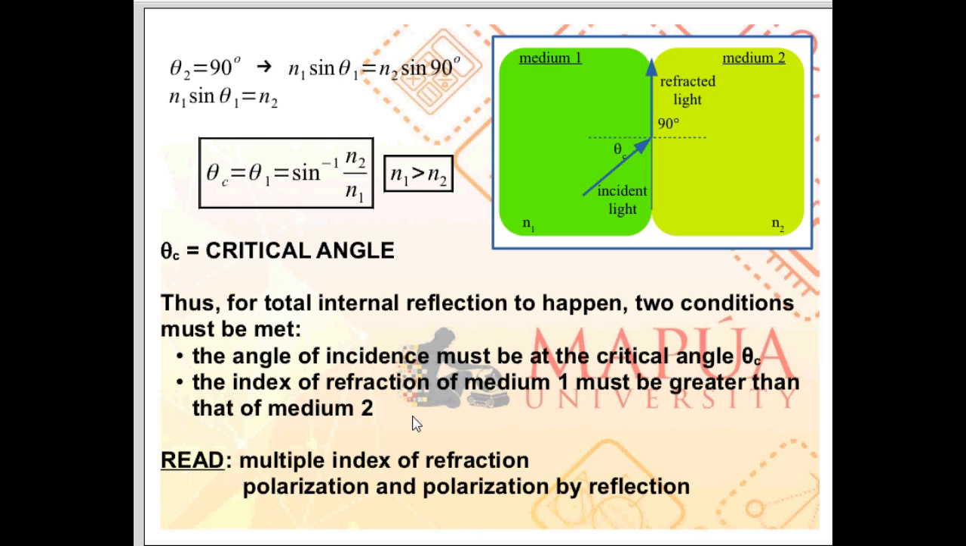For a more complete picture of the refraction and reflection of light, please consider the following reading assignment. Multiple index of refraction. Normally, materials have only one index of refraction, but some materials have more than one index of refraction. Also, you might want to look into the concept of polarization of light and polarization by reflection.